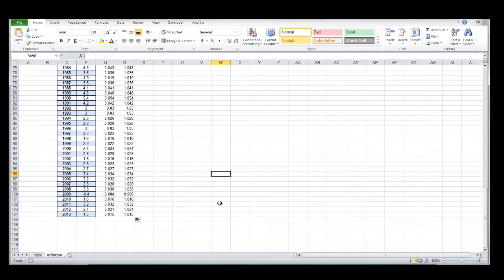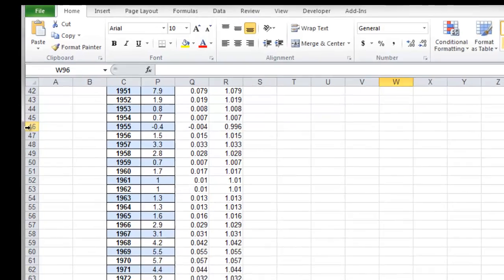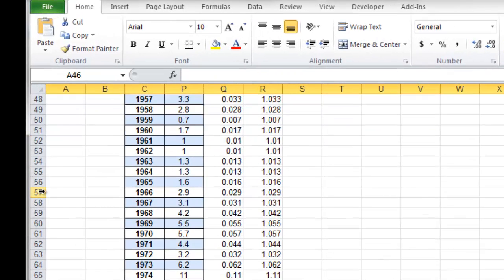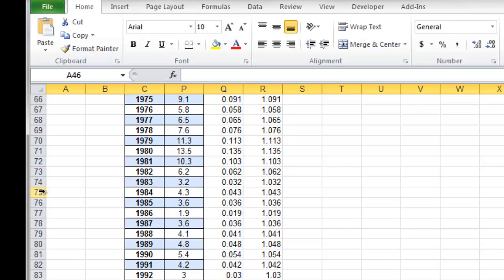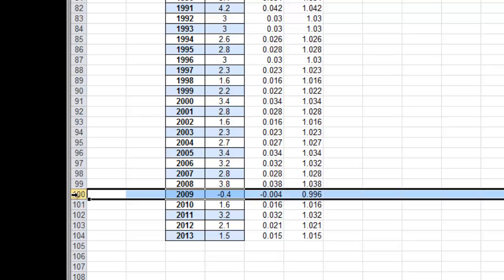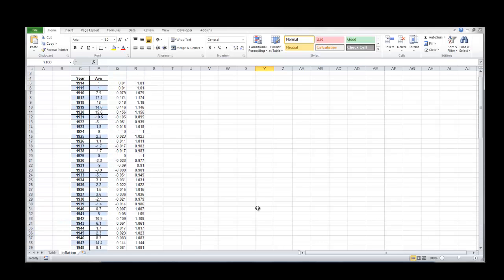And let's just take a quick look at this data. You'll notice that every year it goes up. Inflation goes up, which justifies our axiom that, oh, wait a minute, it didn't go up in 1955. It went down. Don't know what happened in 1955. Let's look a little more closely. Any other negative numbers? Oh, yes. Look at 2009. Prices actually went down 0.4%.